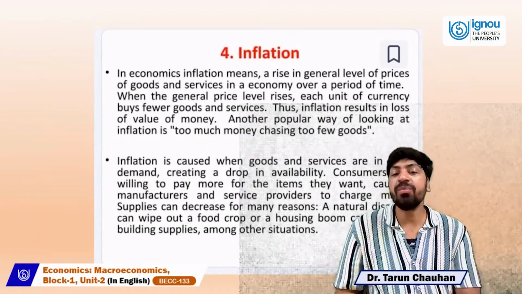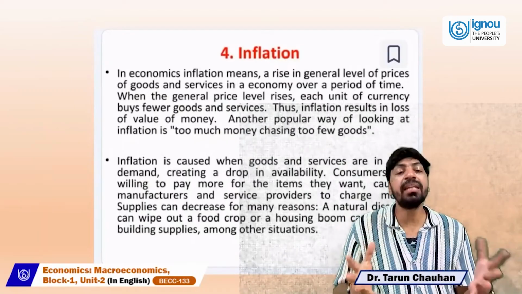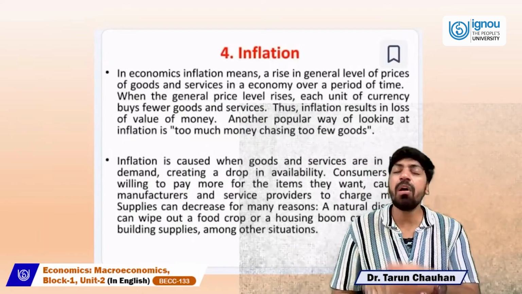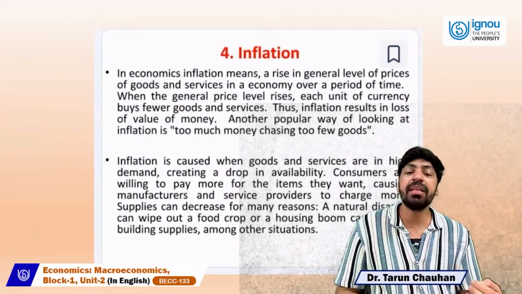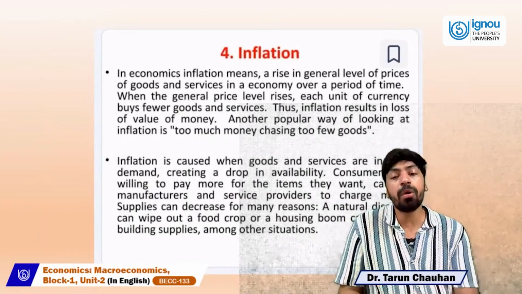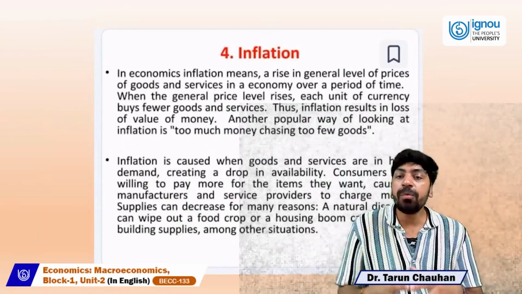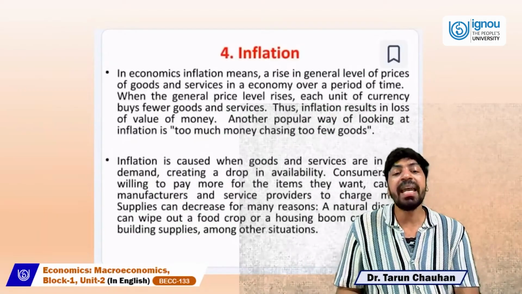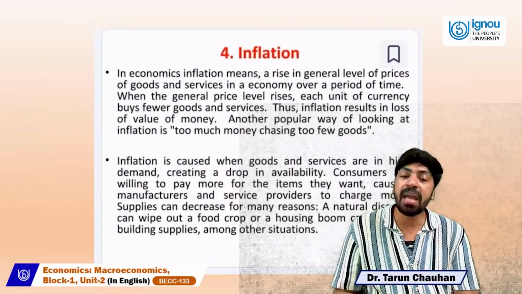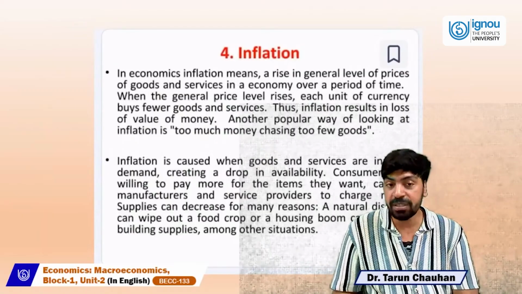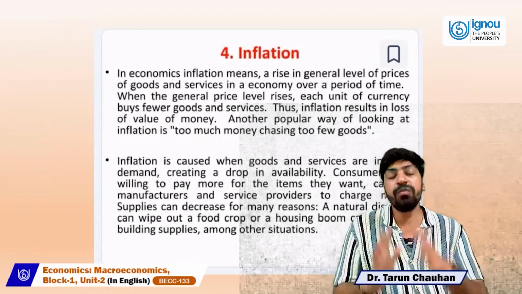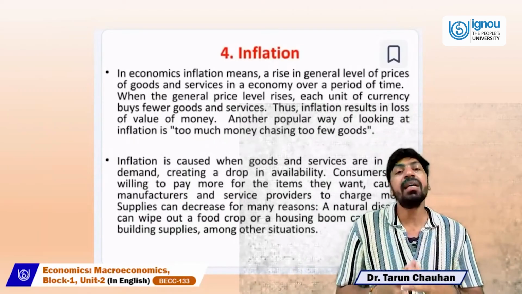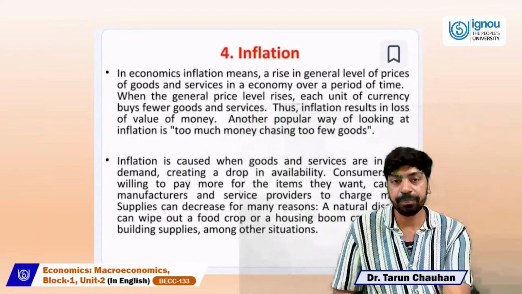One of the major examples of inflation is a natural disaster, which can decrease a food crop. Or in housing, an apartment boom can exhaust the building supplies, and there can be other similar situations. And that's the overview of inflation, which is one of the main key macroeconomic variables.